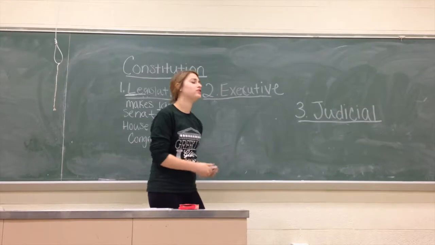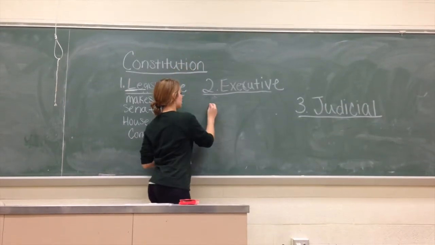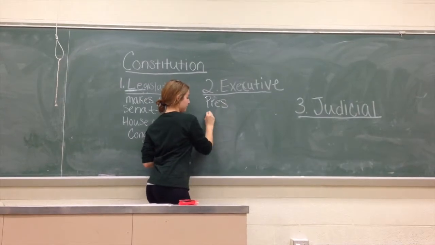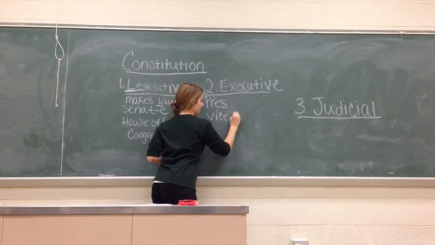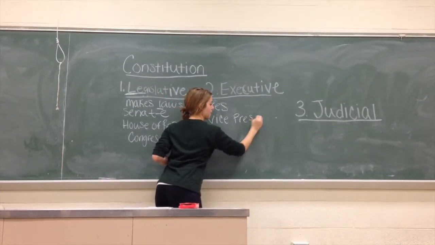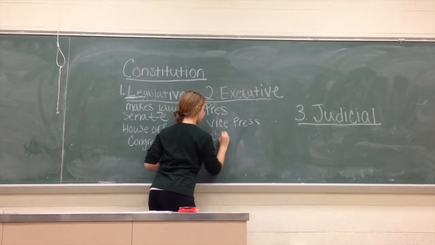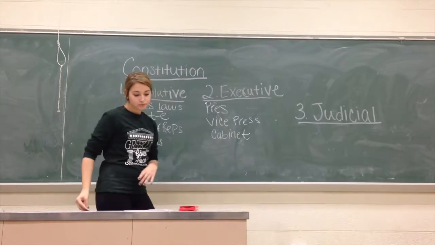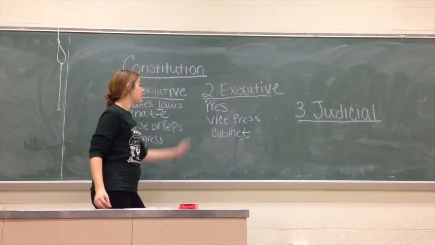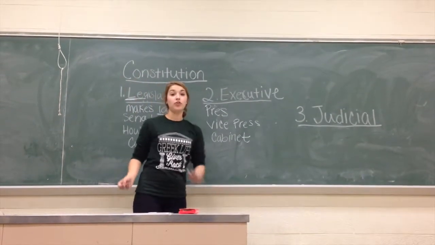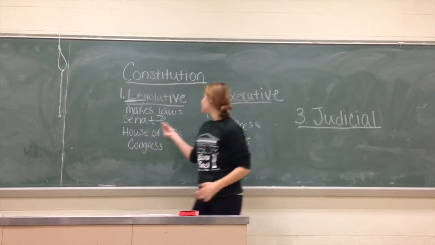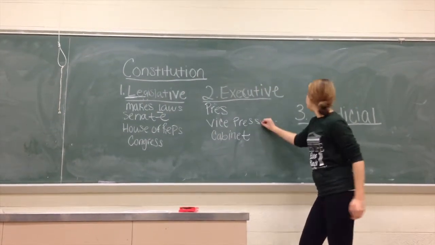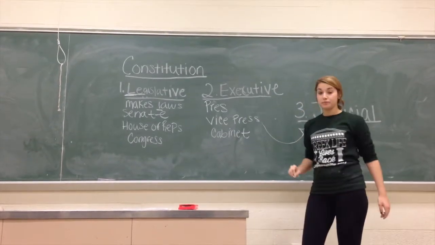The executive branch consists of the president, the vice president, and the cabinet. Their role is that the executive branch carries out the laws. So they're going to get the idea that the legislative branch made. They're going to say, okay, this is a great idea. Let's take it to the judicial branch.